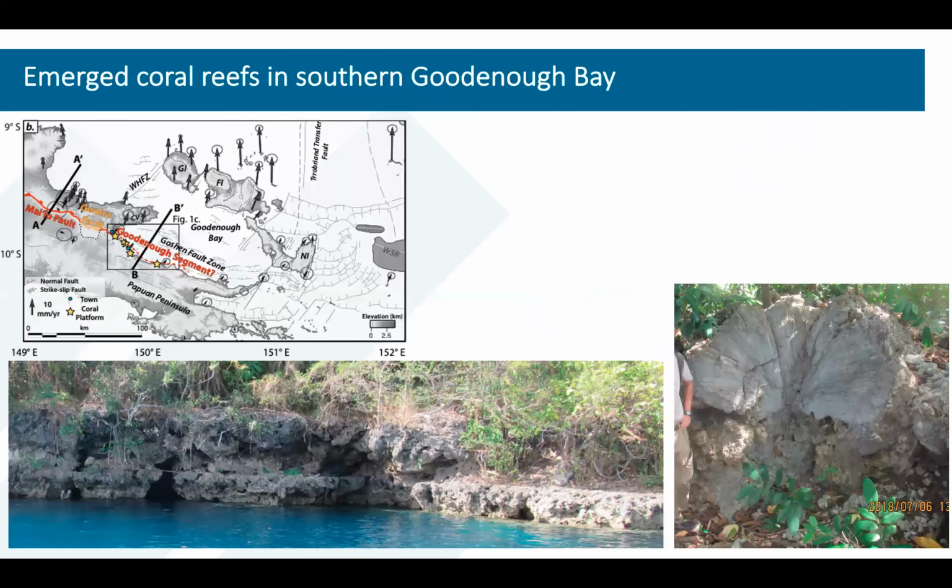So one proxy for slip on the faults of interest here are emerged coral reefs in southern Goodenough Bay. So here now we're on this Goodenough segment over here in the east, and each of these stars on the map is the location of emerged fossilized coral reef platforms. So you can see that these corals are really well preserved. This is a pretty intact coral head over here.